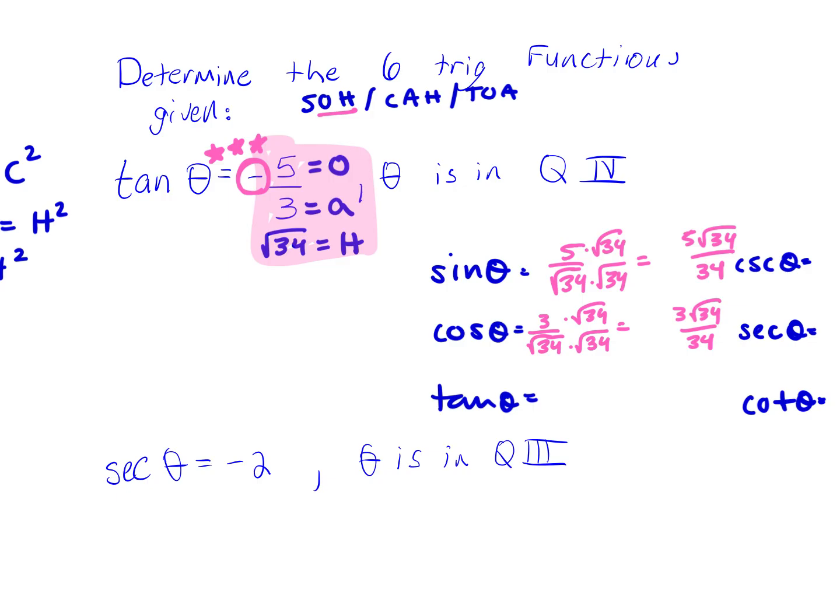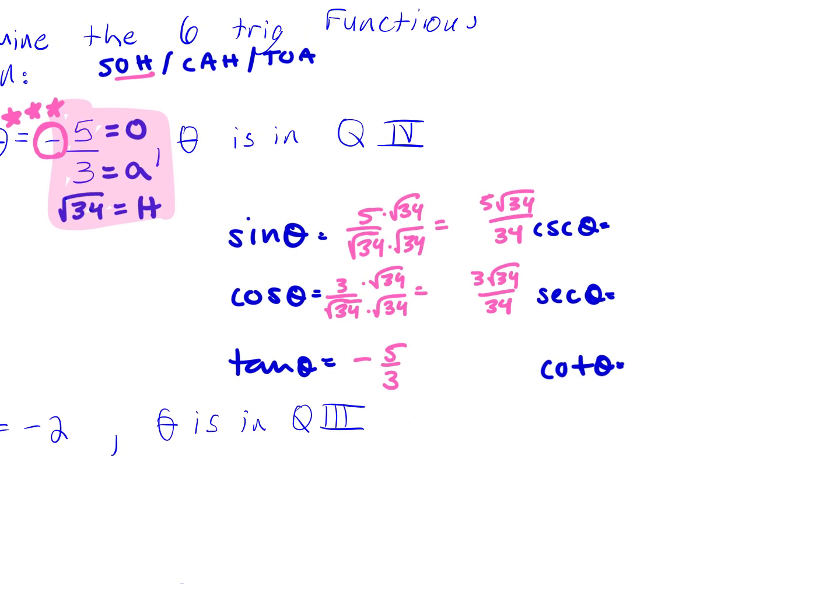Then tangent was actually given to us. That one is opposite over adjacent, so 5 over 3, but the negative's there, so we'll say -5 over 3. Now let's find all of our reciprocal functions. We're going to flip our three main trig functions. So cosecant goes with sine. So I'm going to flip it before we rationalize. So that would be square root 34 over 5. Secant goes with cosine, so I'm going to flip it before we rationalize. So square root 34 over 3. And then cotangent goes with tangent, so that would be 3 over negative 5.